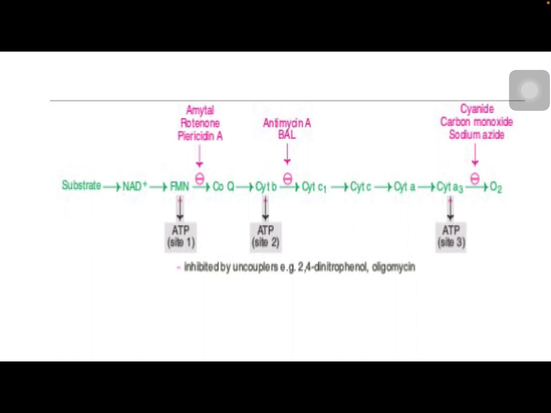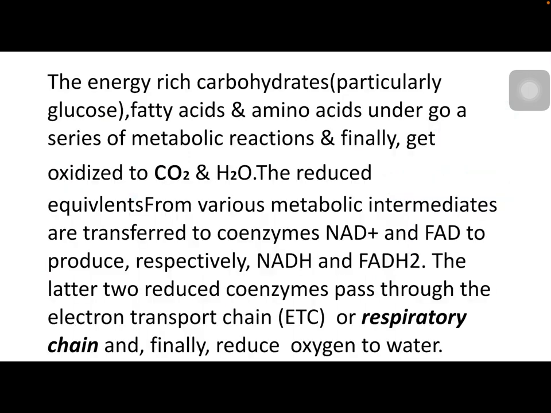Another is cytochrome A3, which is called complex 3. From cytochrome A3 to molecular oxygen, cyanide, carbon monoxide, and sodium azide are considered powerful inhibitors which completely inhibit the flow of electrons from cytochrome A3 to molecular oxygen. So these are called the terminal inhibitors, and this oxidation process is called terminal oxidation.